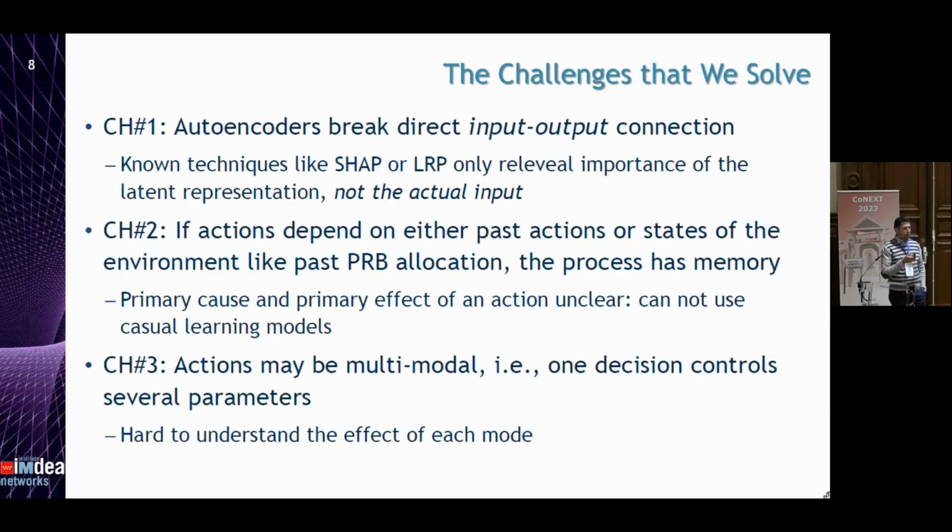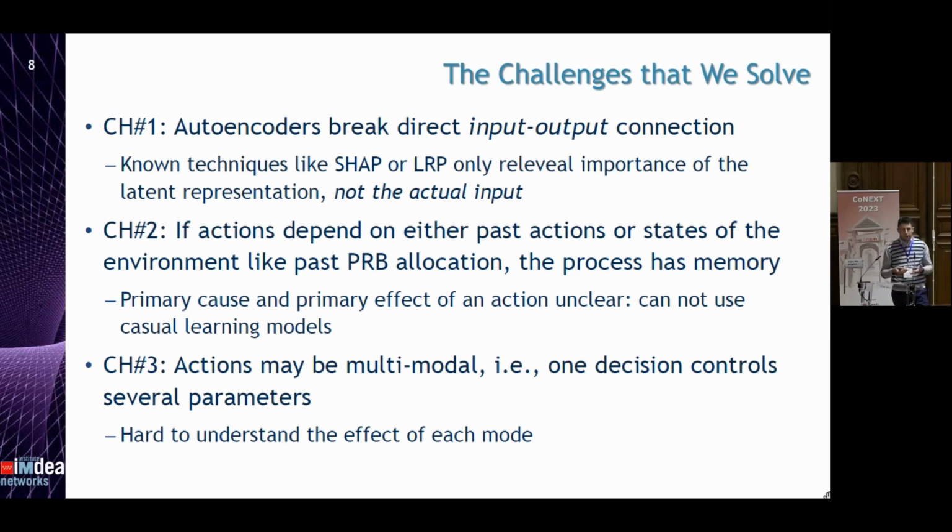Then, at this point, we had a number of challenges we had been tackling. We can summarize them as: autoencoders were breaking the direct input-to-output connection. So it was not really possible to understand why a certain action was taken.